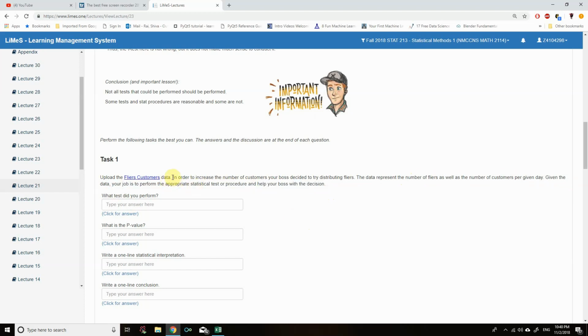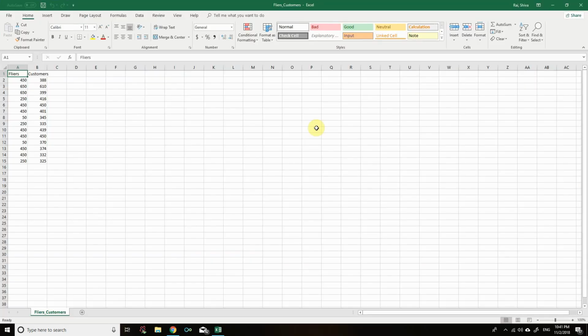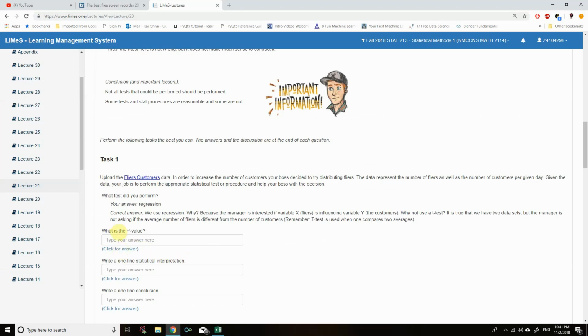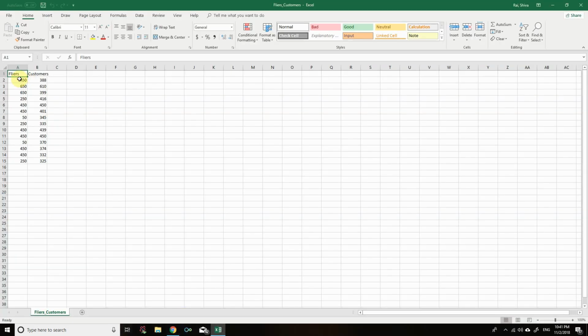So to increase the number of customers, your boss decides to try distributing flyers. So here what our boss is thinking is that if we distribute flyers, then that will increase the number of customers. So we are predicting the number of customers by distributing the flyers. Okay, so that's the case of regression. Here I have opened the flyers and customers data. So let us do the regression.